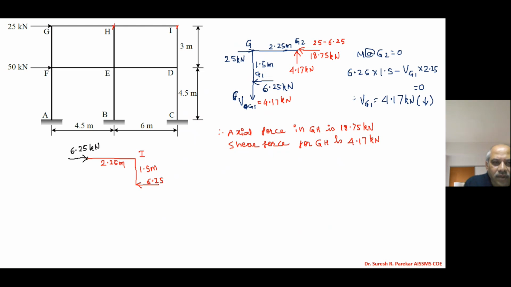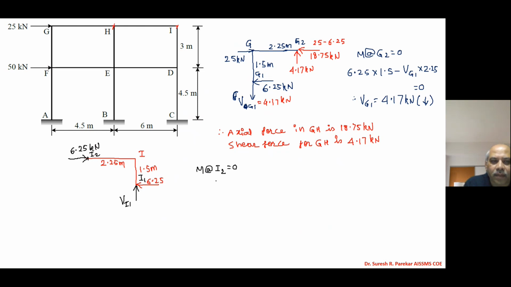Now we have this joint, which is I2, and at this joint I have I1. Now I will take moment about I2. Now you can see, if due to 6.25 the moment is clockwise, then due to the vertical force it should develop anti-clockwise, and we have this as Vi1.